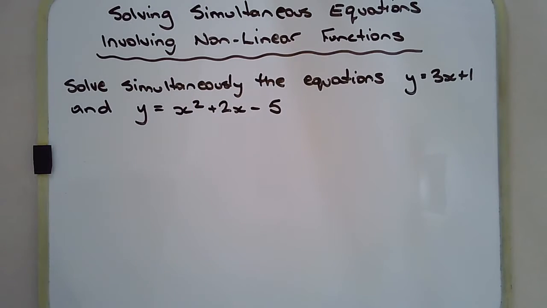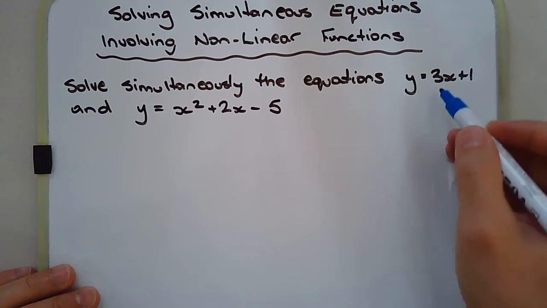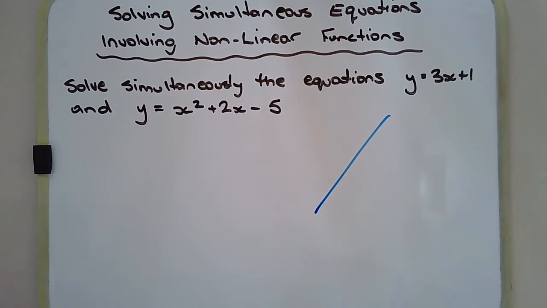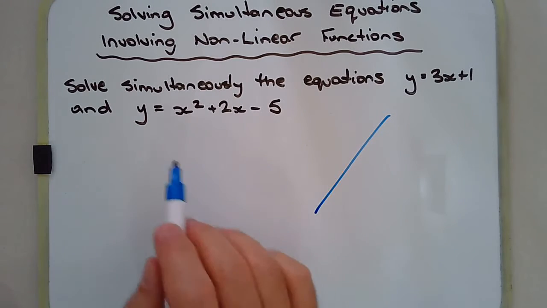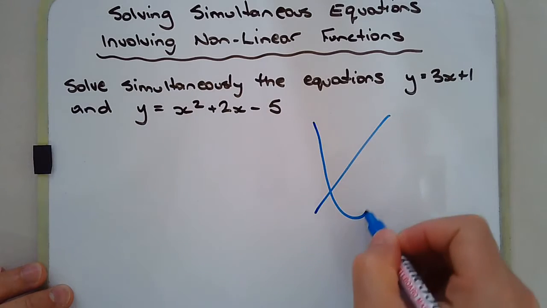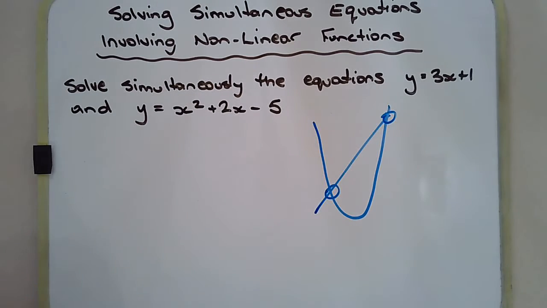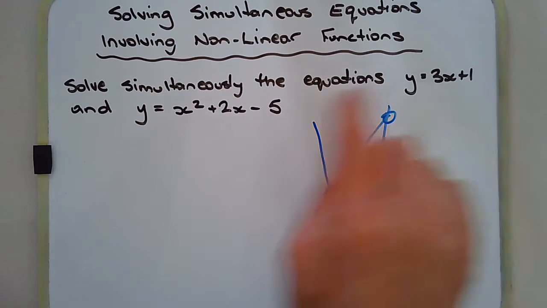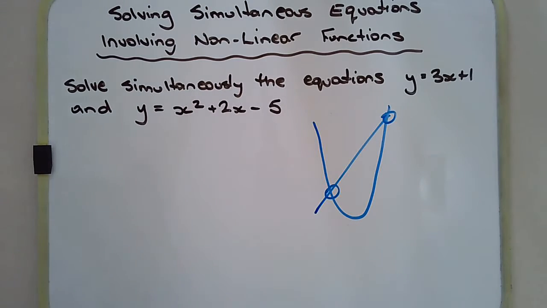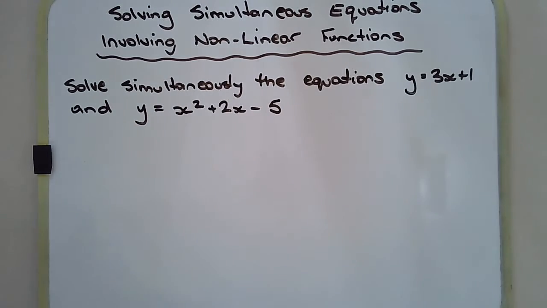Let's think about it graphically for a moment. y equals 3x plus 1 is in fact a straight line, with a positive gradient of 3, so it will look like this. y equals x squared plus 2x minus 5 is a parabola, so it's a U-shape, a concave up parabola. It might be something like this. In actual fact, we're solving for the points of intersection of this straight line with this parabola. We'll have a look at it on the graphing calculator later on. So let's just solve it algebraically for now, and then we'll have a look at the graphical solution as well.